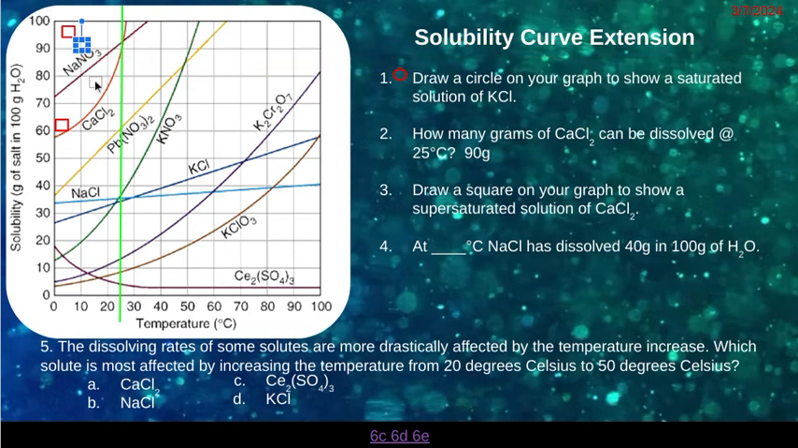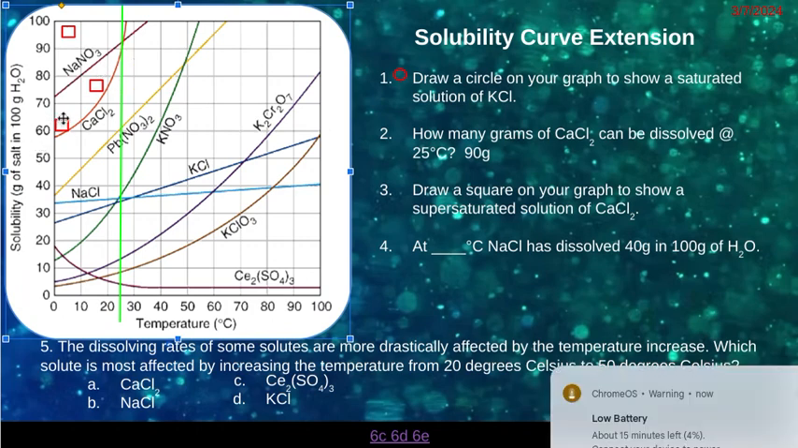And we could put that right here. That also would be supersaturated. So you should have circles on the line because that's saturation of KCl. And for CaCl2, the line is going up.